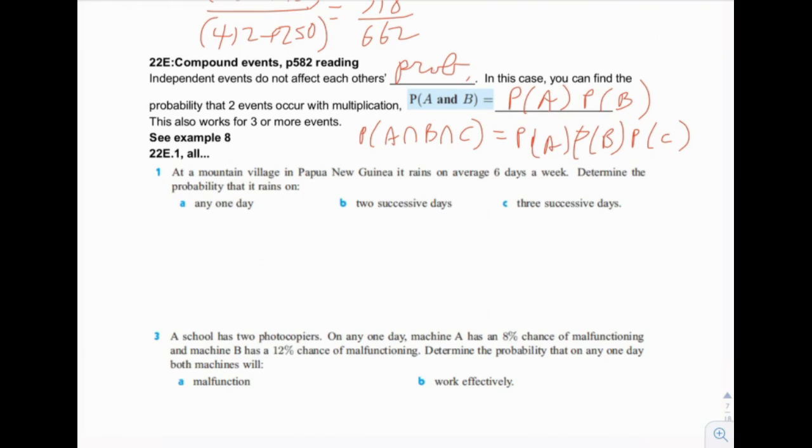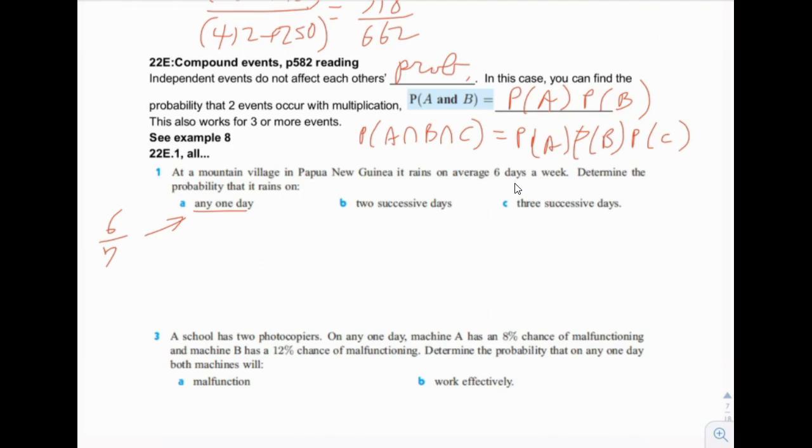22E.1 all. At the mountain village in Papua New Guinea, it rains on average 6 days a week. Determine the probability that it rains on any one day. Okay, so since it rains 6 days a week, that means that it rains 6 days in 7. So what are the chances that it's going to rain in one day? It would be 6 over 7.